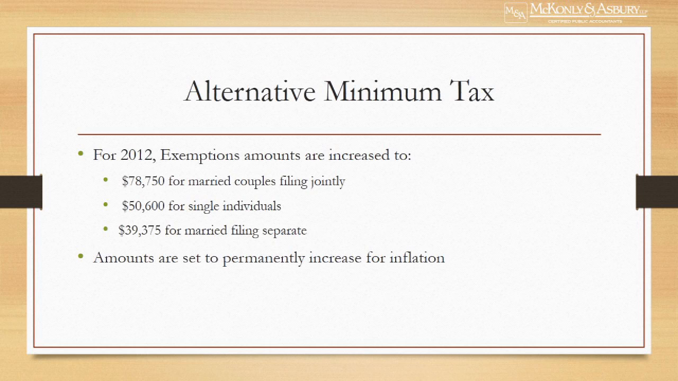Adjusting for inflation every year means that all we have to do is wait for the IRS to make its calculation on inflation adjustment. We no longer have to rely on our friends from Washington to pass new legislation every year to essentially prevent millions and millions of taxpayers from being subject to AMT.